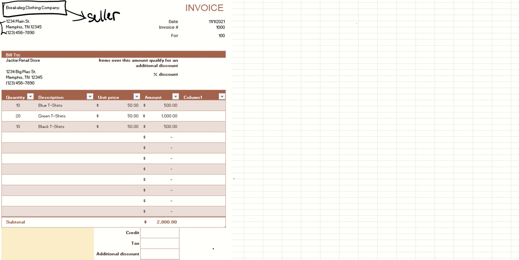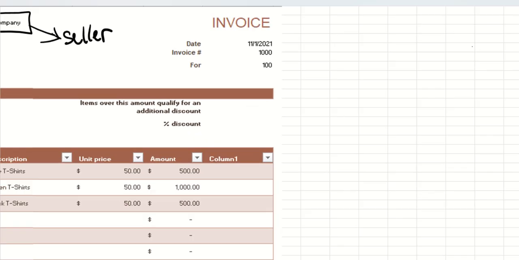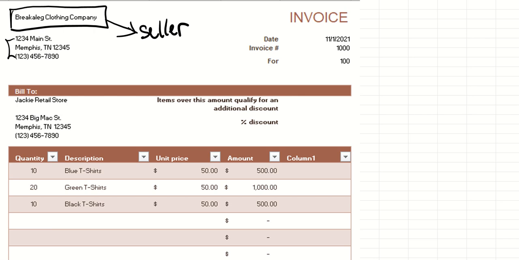Then we have the transaction date, which is November 1st. Let me zoom in so you can see it. Then we have the invoice number of 1,000. That is the transaction number. Don't worry about this 4 here and the 100.